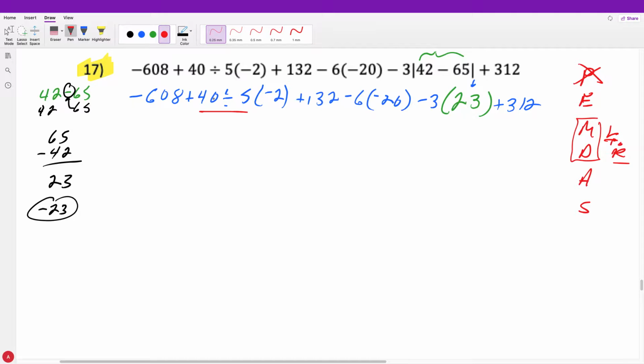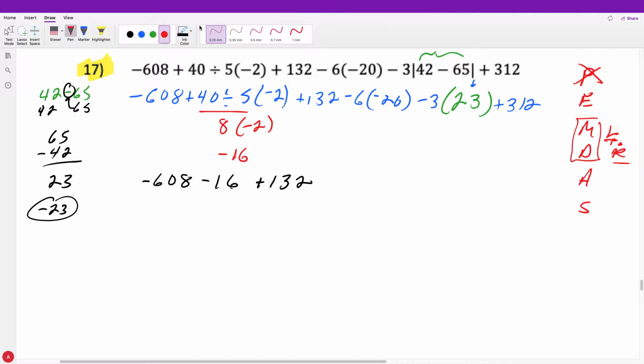So 40 divided by 5, they're both positive, so it gives me 8. I still have this times negative 2, so that's going to give me minus 16. So I know that this is going to give me a negative 608 minus 16, and I've done these parts so far up to here. Actually, I won't cross it out like that. All right. Then from here, I still have this plus 132. Nothing's happening to that yet.